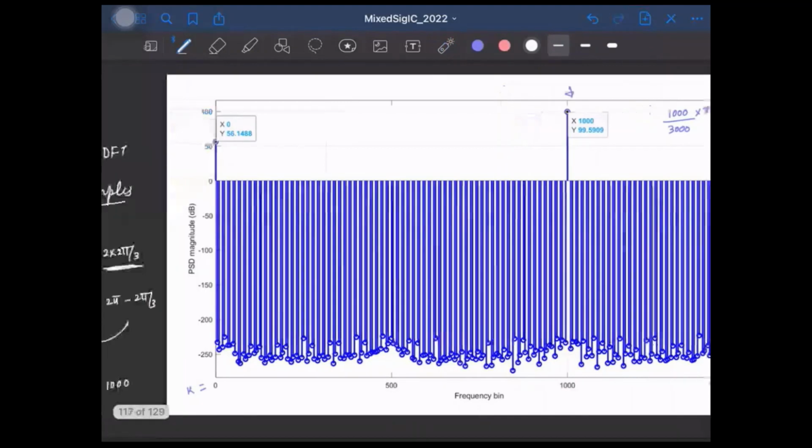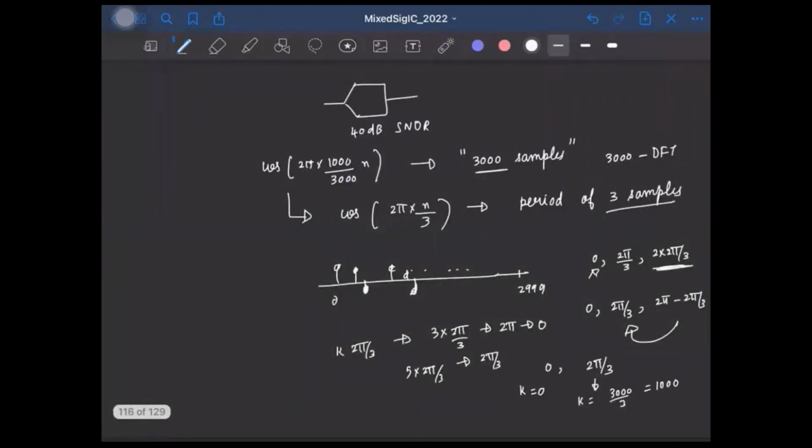Okay. So why is this happening? Because we chose the frequency such that m by n, they are not coprime, right? So here, what did we choose? We chose the frequency to be of this form, 1000 by 3000 times 2 pi, right? And these two are not coprime. Okay. So this is one more reason as to why you should choose your input frequency of this form.